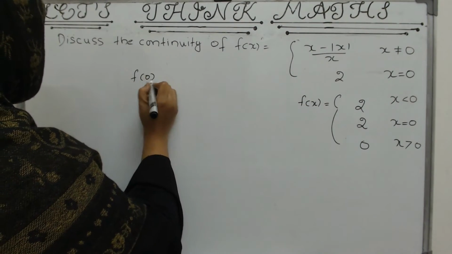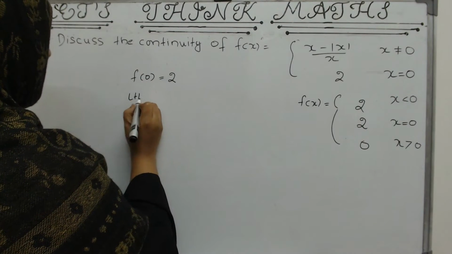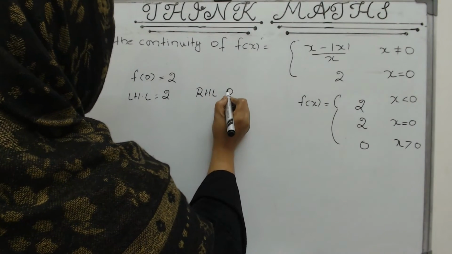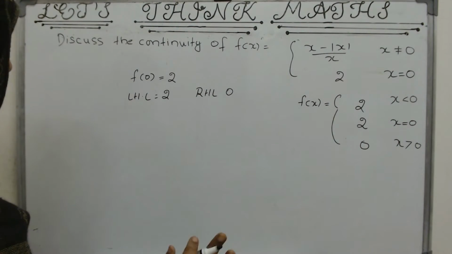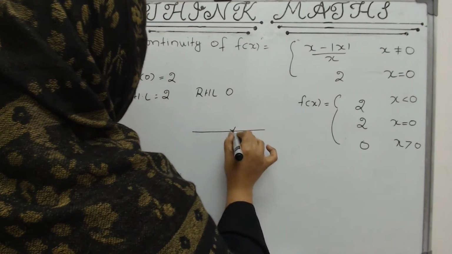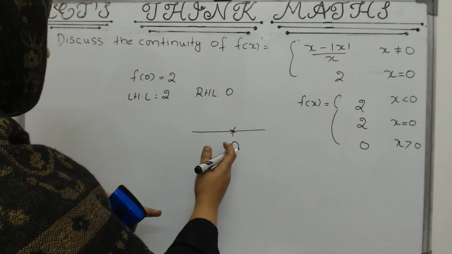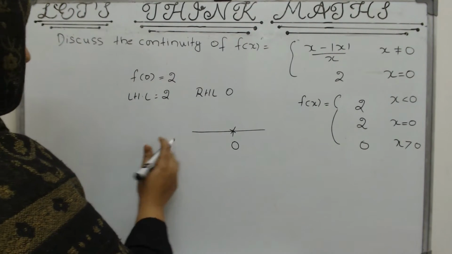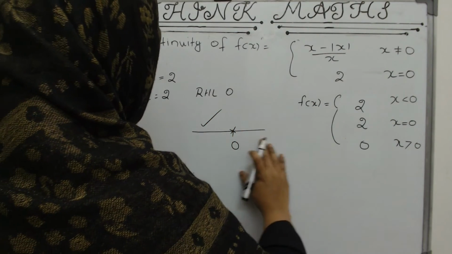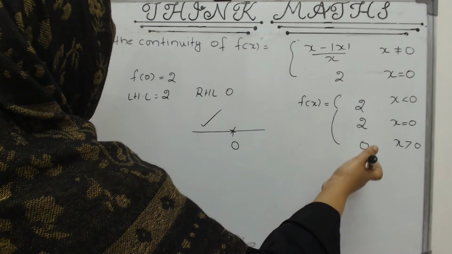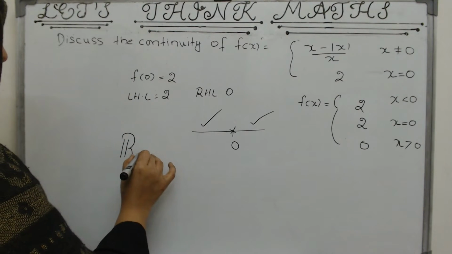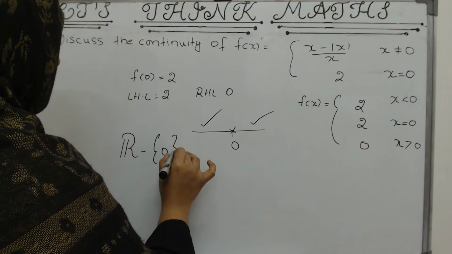f of 0 is 2. Its left hand limit is what? Again 2. But its right hand limit is 0. Which means the limit does not exist. So it is not continuous at 0. But then what about before and after 0? For all the values less than 0, it is 2. Constant function, continuous. For all values greater than 0, it is 0. Constant function, continuous. So this function is continuous for the whole of the real numbers except at the point 0.